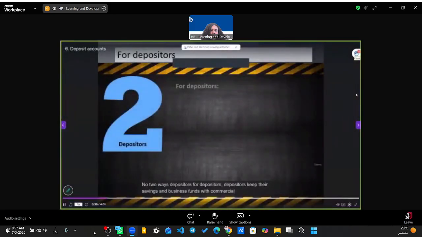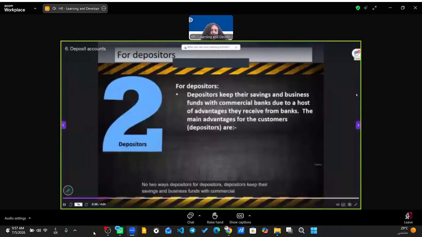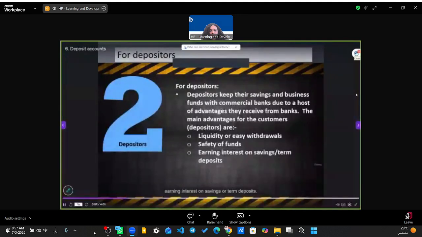Number 2 is depositors. Depositors keep their savings and business funds with commercial banks due to a host of advantages they receive from the banks. The main advantages for the customers, the depositors, are liquidity or easy withdrawals, safety of funds, earning interest on savings or term deposits, record keeping, quick and convenient transferability of funds.